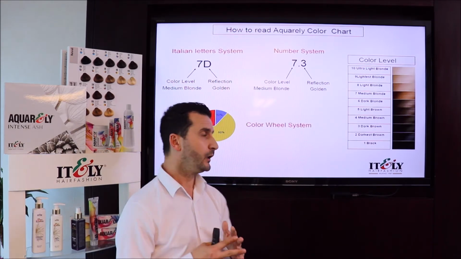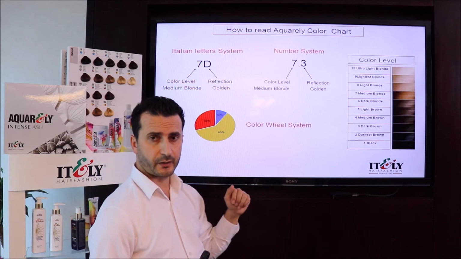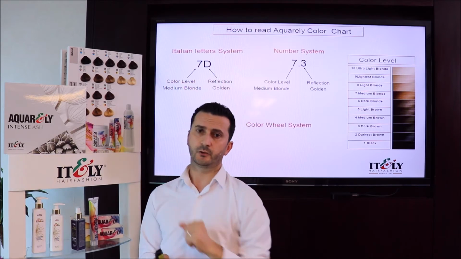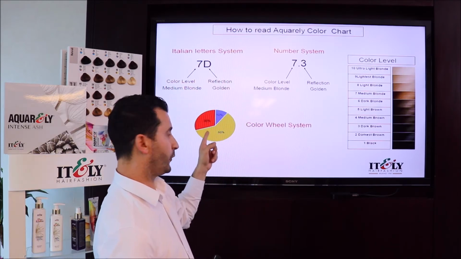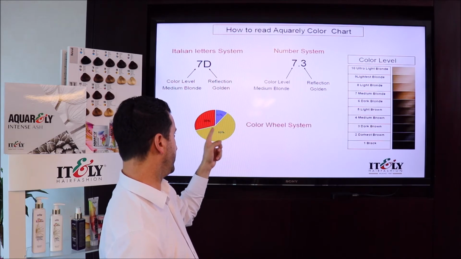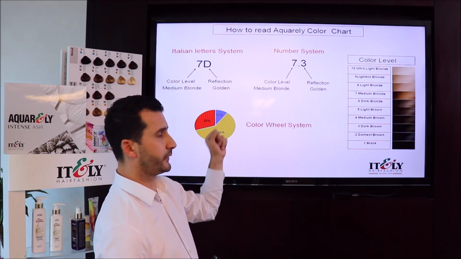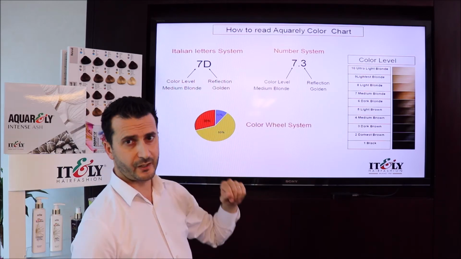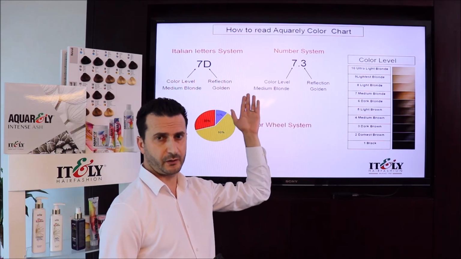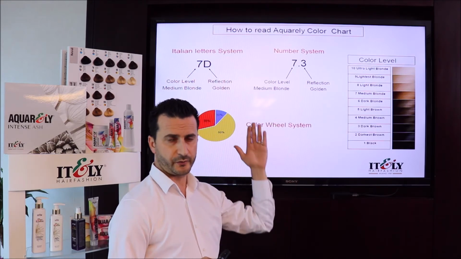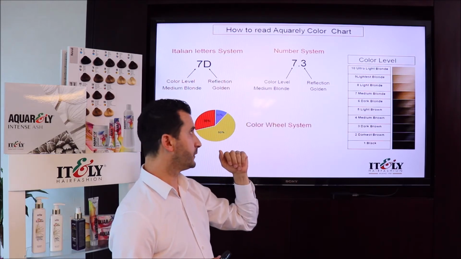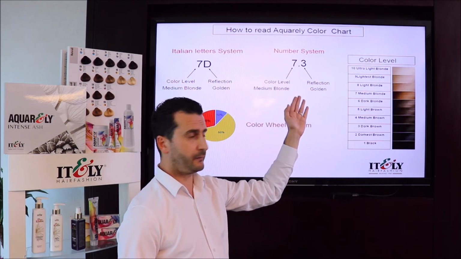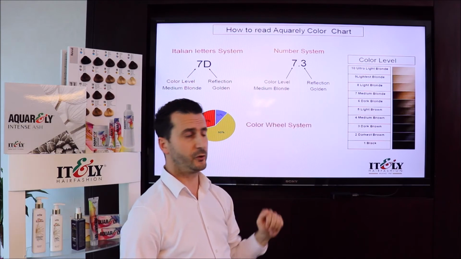As I mentioned before, we have 3 ways to read the color chart of AQUARELY. We have the color wheel. Usually beside each color there is a small color wheel to show us the ratio of the yellow, the ratio of the red, and the ratio of the blue. If we take, for example, 7D, it means medium blonde. D in Italian means dorato, so this is golden medium blonde. The other way is the number system, so 7.3 is the same, golden medium blonde.